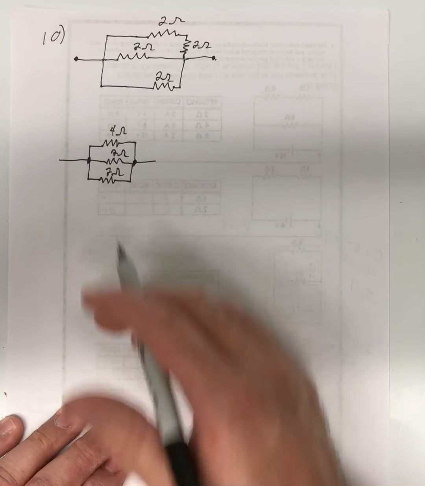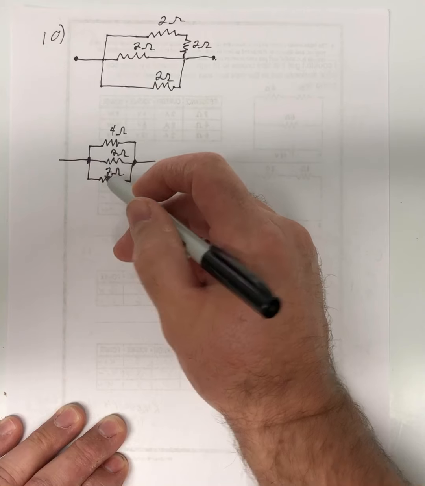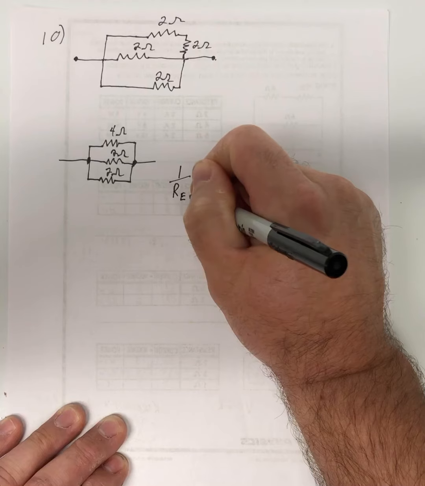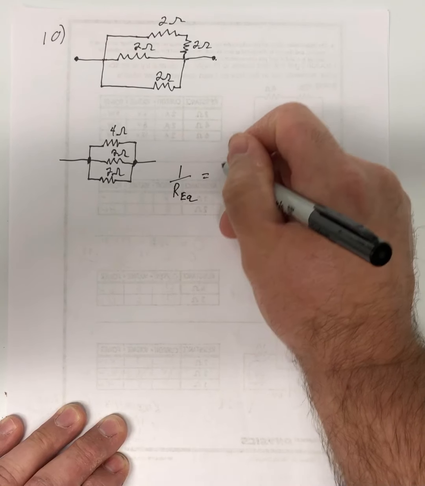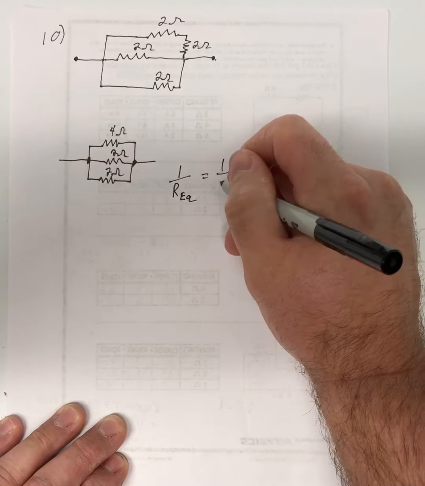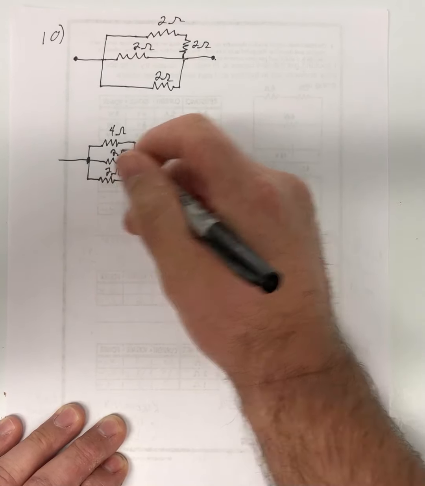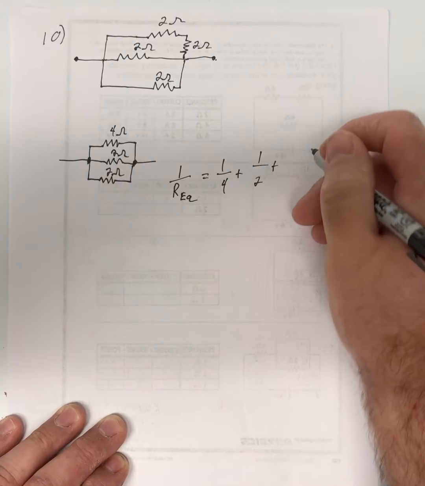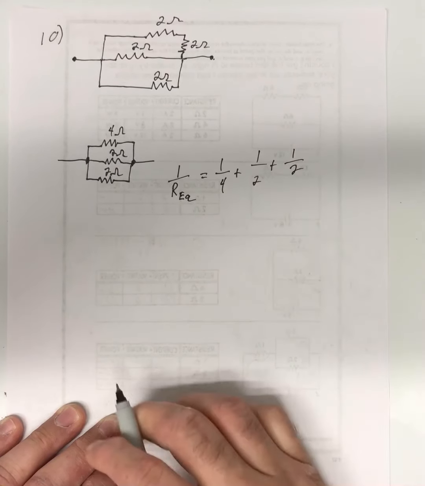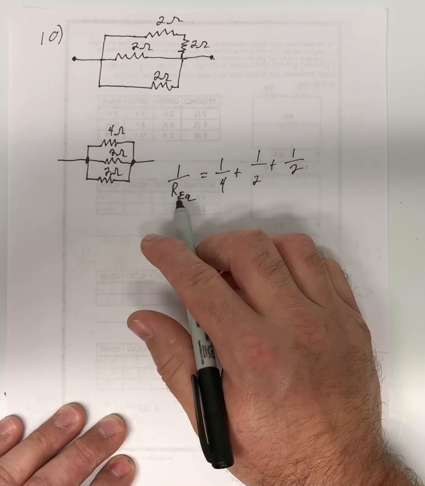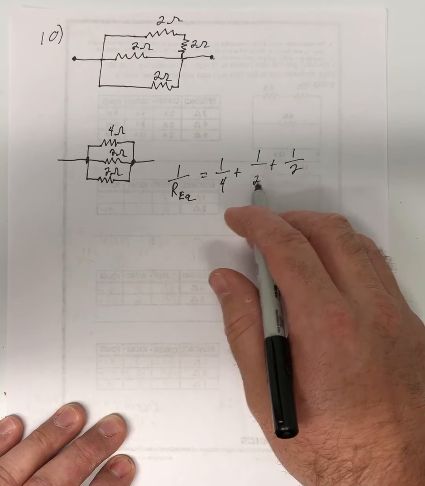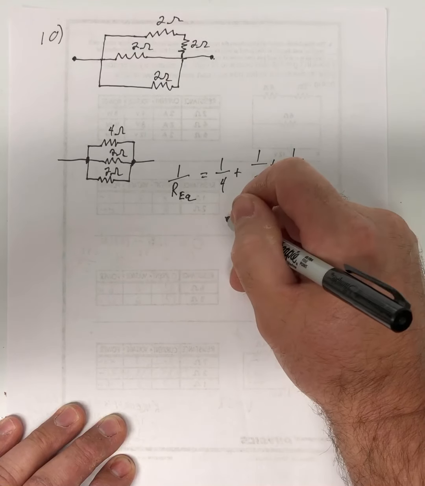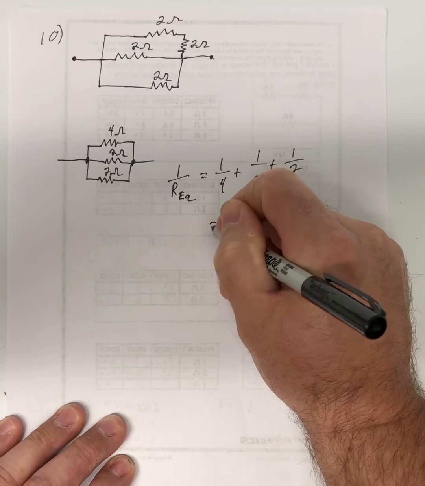As soon as you see that these are in parallel with one another and they don't have the same value as each other, we have to go to the other equation for it. So 1 over the equivalent resistance equals 1 over the first resistor plus 1 over the second resistor plus 1 over the third resistor. All right, so 1 over R equivalent equals 1/4 plus a half plus a half. Half plus a half is 1. 1 plus a quarter is 1.25.